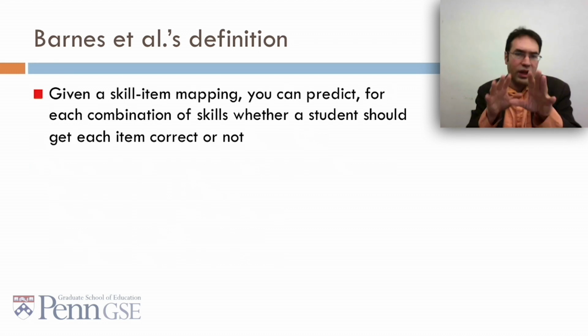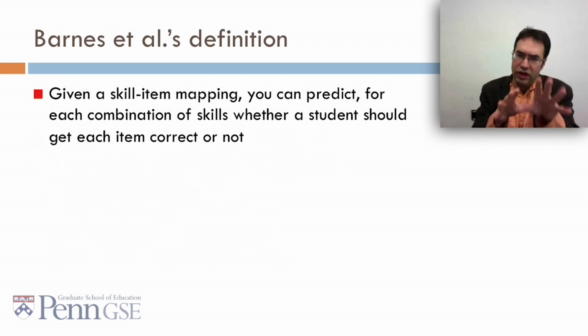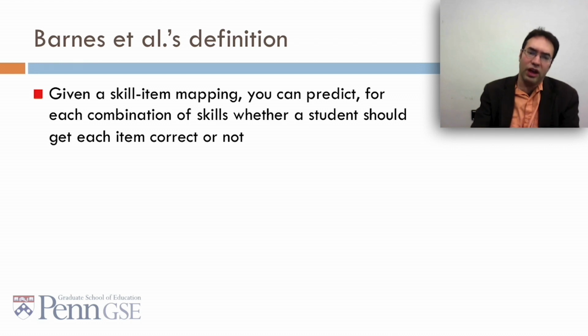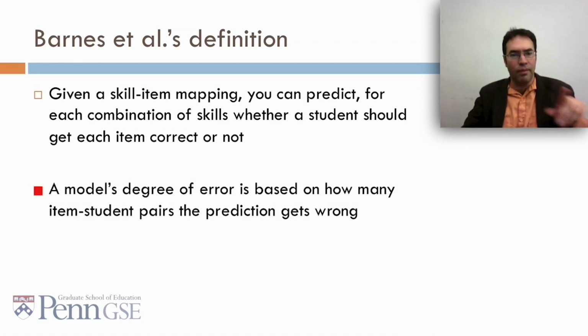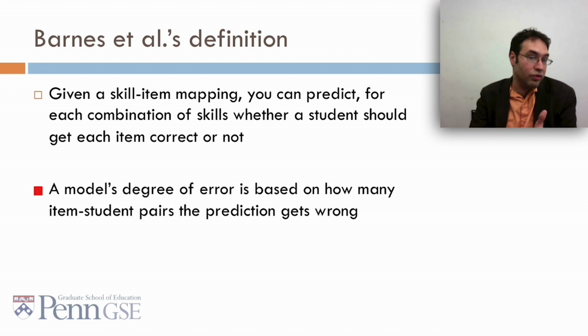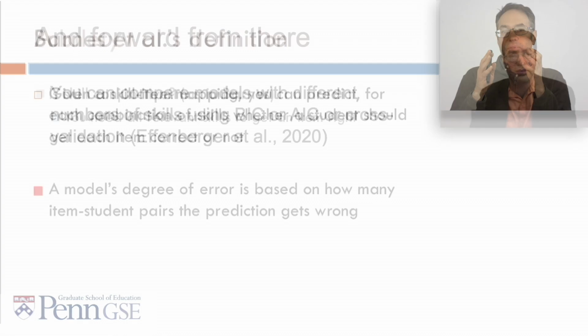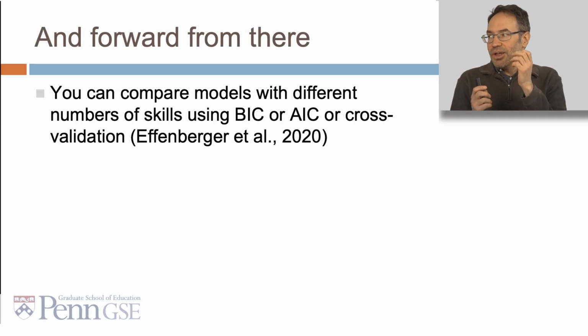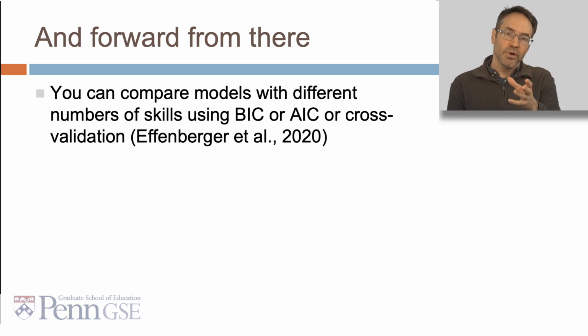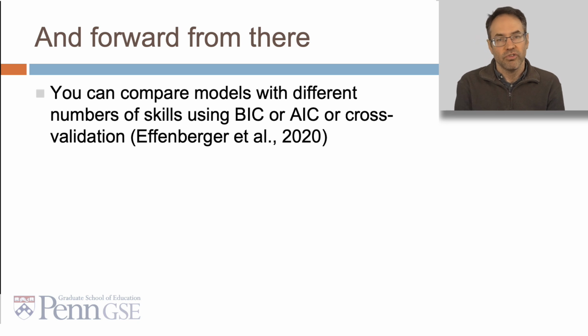To put it another way, given a skill item mapping, you can predict for each combination of skills whether a student should get each item correct or not. And a model's degree of error is based on how many item student pairs the prediction gets wrong. However, you're typically going to get better fit from having more possible skills. So what you can do going forward from there, as Pavlik and Efimenko and their colleagues point out, is you can compare models with different numbers of skills using BIC or AIC or cross-validation.